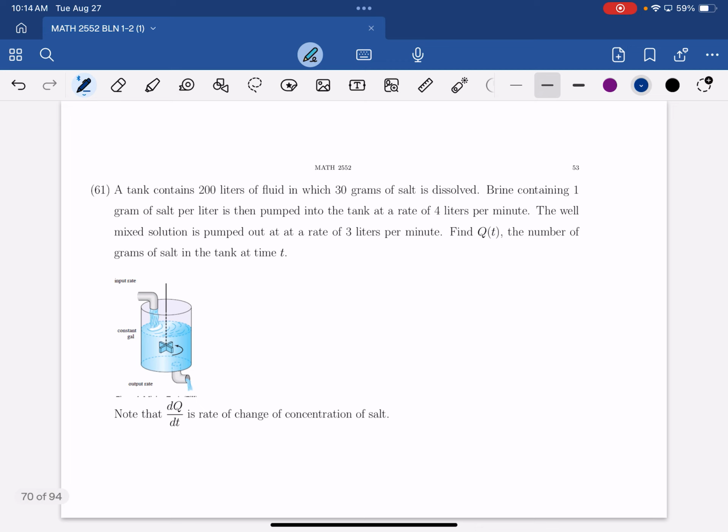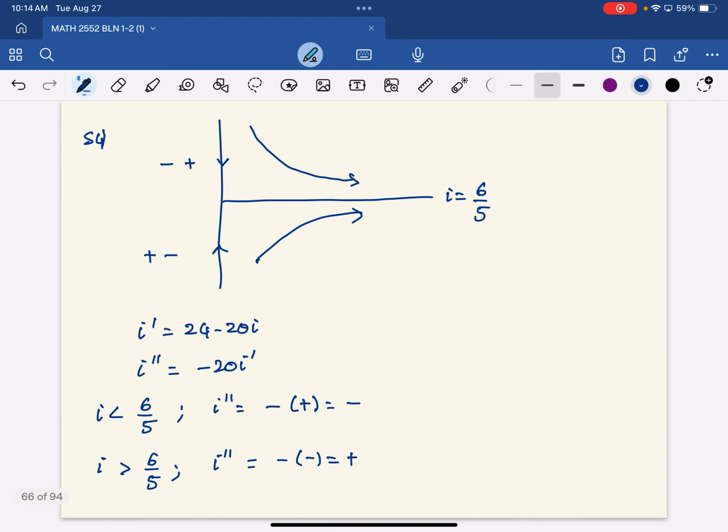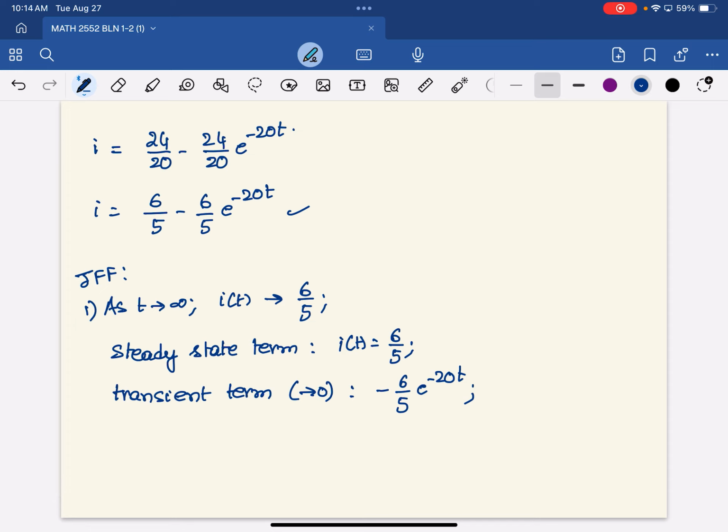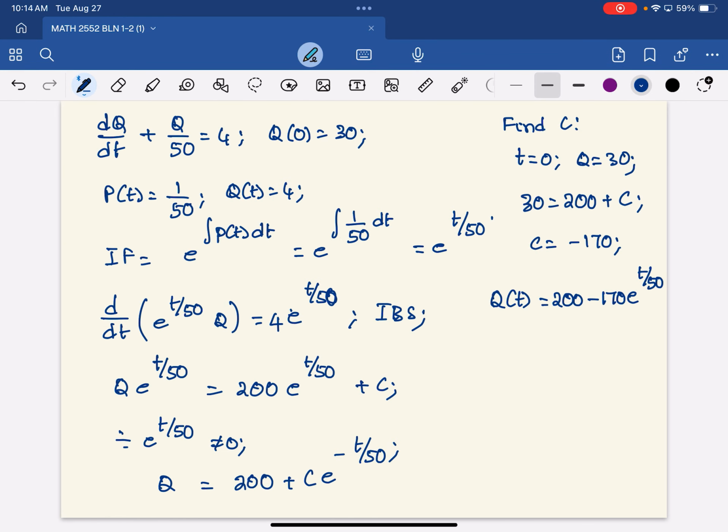Okay? So to answer your question, you see the c is never the first term now. In the previous problem, the c was always turning out to be 6 over 5. It's the first term. But in this case, the c turned out to be negative 170. It's not equal to 200. So that way the c value is different. Okay? Clear?